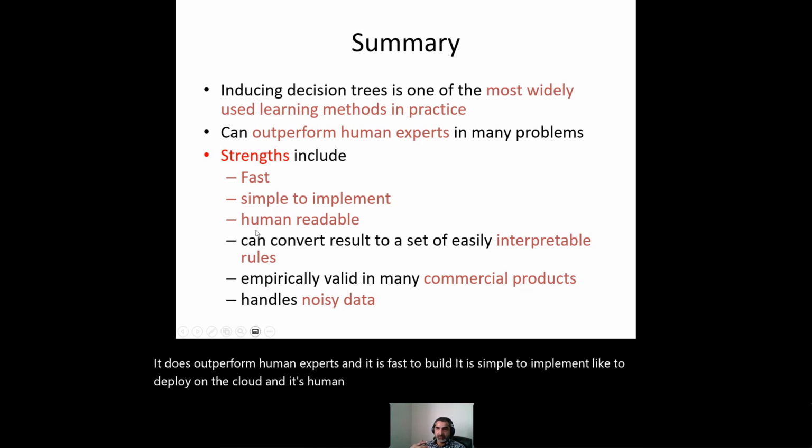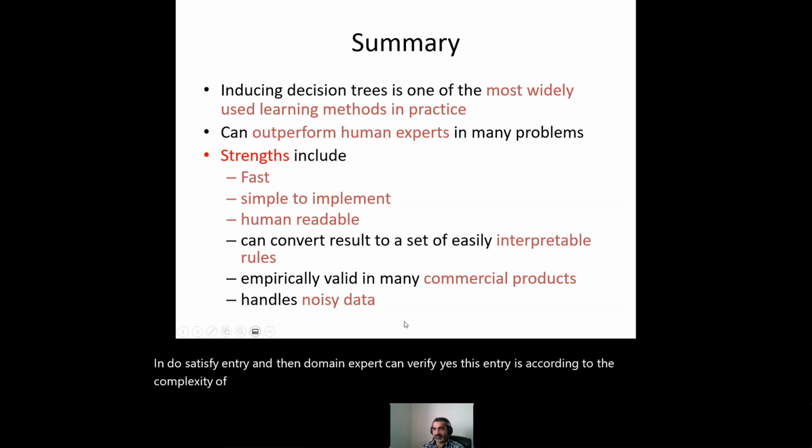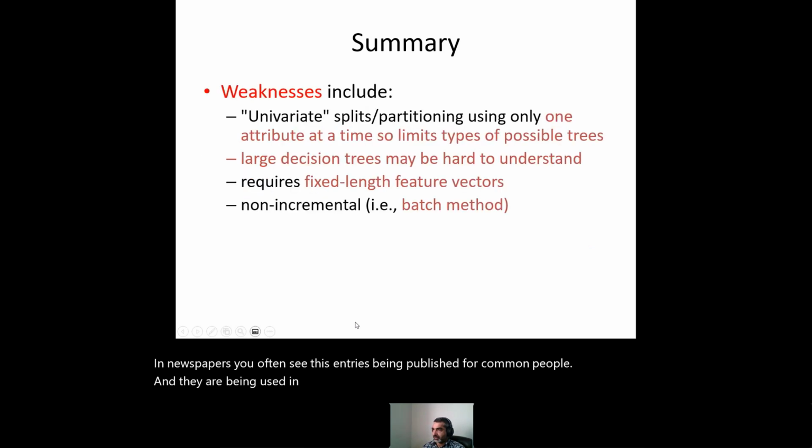So you induce a decision tree, and then a domain expert can verify, yes, this decision tree is according to the complexity of the problem, and the variables and decision variables are having good decision factors. And even in newspapers, you often see decision trees being published for common people. And they are being used in many commercial products. And they do have some downsides.